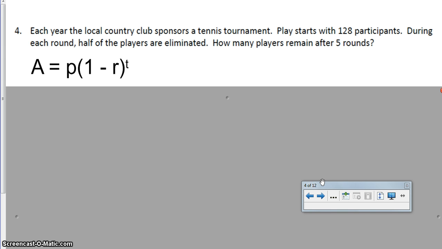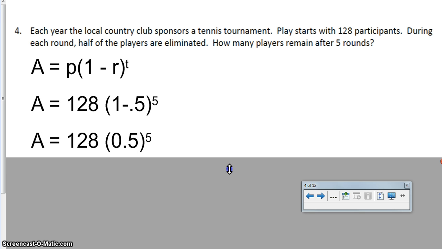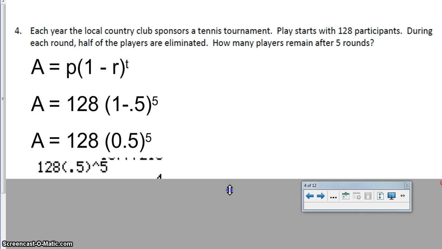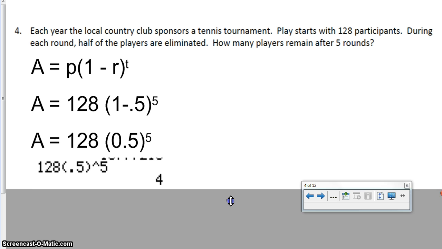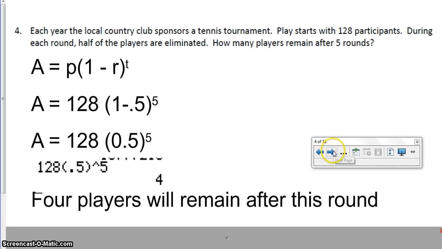This is kind of like the M&M lab that we did. Okay, hopefully you knew what P, R, and T were. And the population that you started with was 128 players. The rate of change that you're going to lose is 50% because that is half of the players. And time is not really time, it's number of rounds, which is 5. We go ahead and do that as 128 times 50 one-hundredths raised to the power of 5. And when you do that, you have 4. And so, ladies and gentlemen, 4 players will remain after this round.